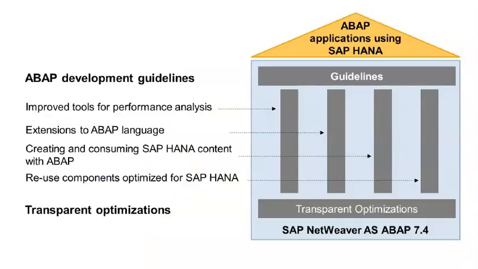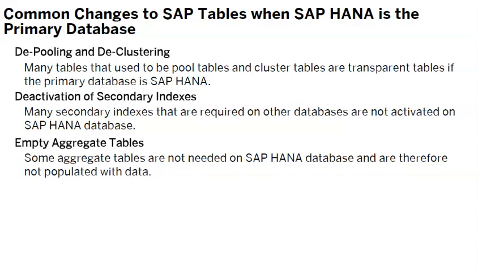Okay. So we have these development guidelines here. These are the various development guidelines. What are these all about? We'll come back to the screen again because we need to understand each one of them definitely. So we have common changes to SAP tables when SAP HANA is the primary database. If the HANA database is the primary database, then there will be slight changes for the database tables.